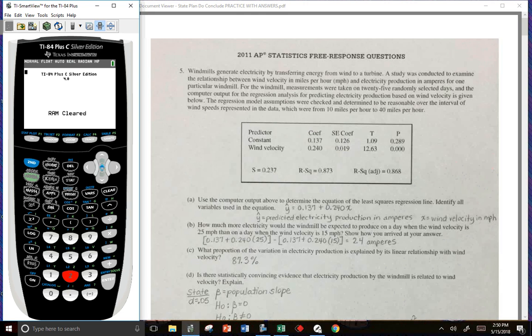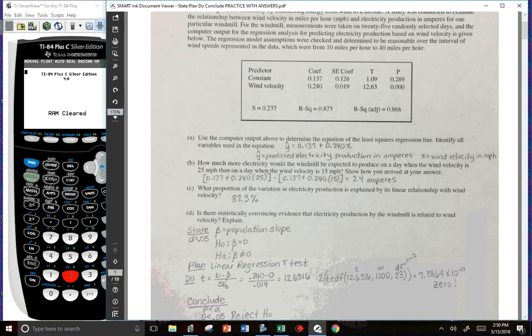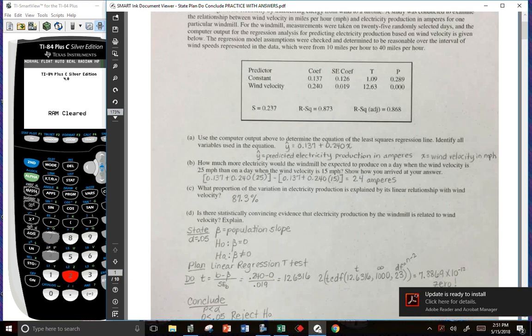Part A says use the computer output above to determine the equation of the least square regression line. Identify all variables used in the equation. I remember specifically that there was a problem like this on your chapter test, and most people got it wrong because they set up the equation and they did not define the variables. Y'all remember that? Okay. You have to read their whole thing. Don't assume you know what they're asking you to do. Read the whole thing. So we want to come up with the equation. We want to define all the variables that we use.